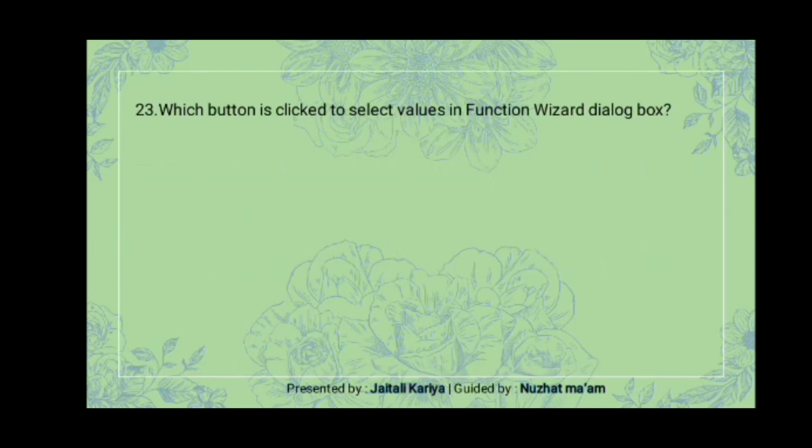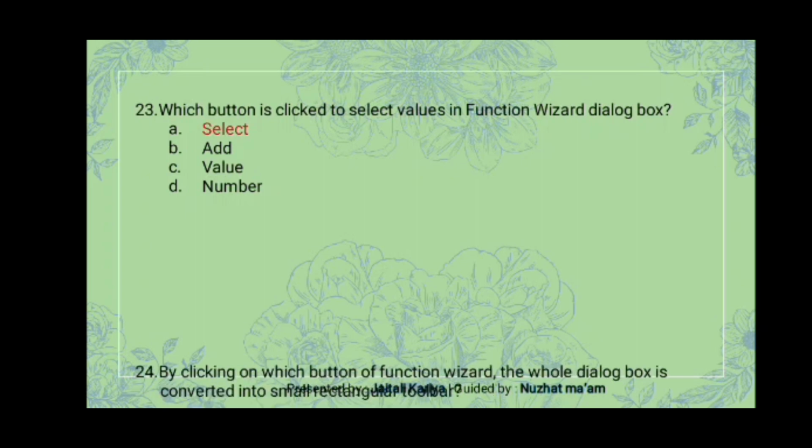23rd. Which button is clicked to select values in function wizard dialog box? A. Select, B. Add, C. Value, and D. Number. And the correct answer is A, that is select.